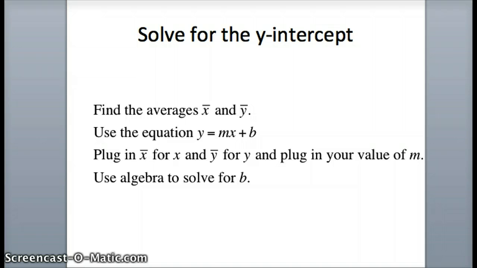So what next? We find the averages. X bar, the average of all the x's. We find y bar, the average of all the y's. And then we're going to use the equation y equals mx plus b. X bar is going to stand in for x. Y bar is going to stand in for y. We've already computed m, and then we're going to solve that algebraic equation for b. Once we have b, then we have the line of best fit, and we can see what our prediction will indeed be.